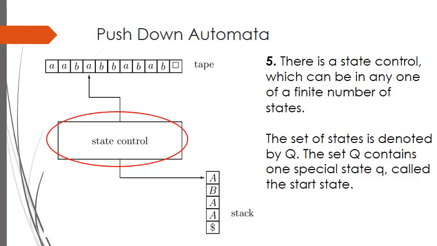Fifth, there is a state control, which can be in any one of a finite number of states. The set of states is denoted by capital Q. The set capital Q contains one special state, lowercase q, called the start state.